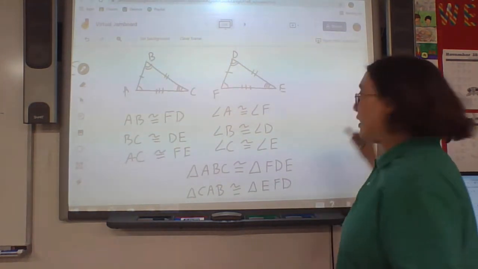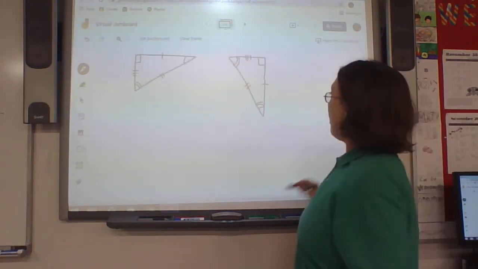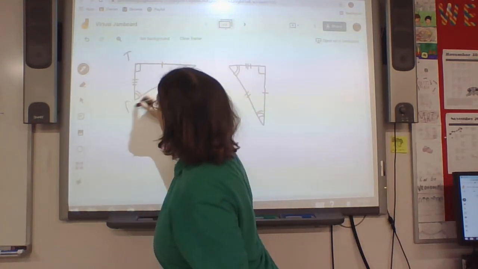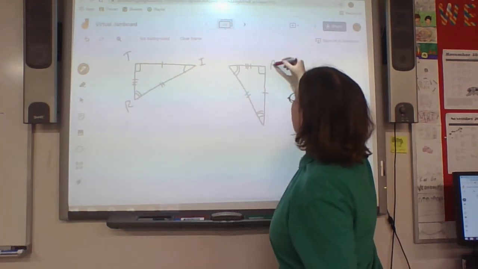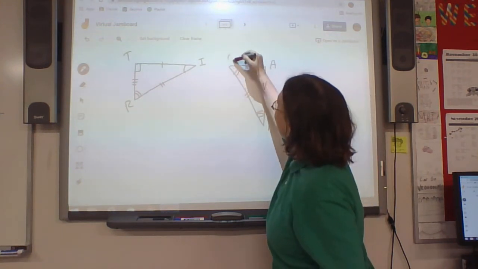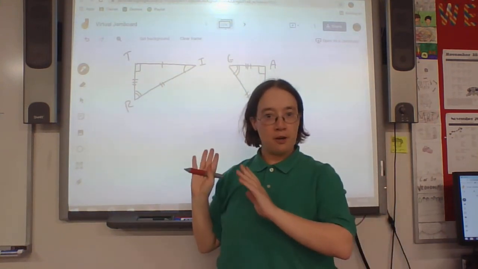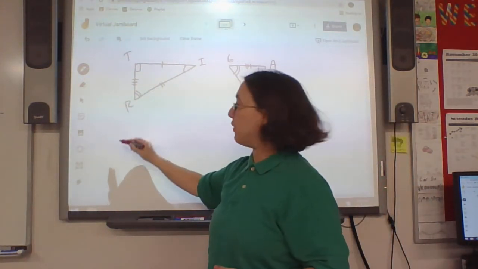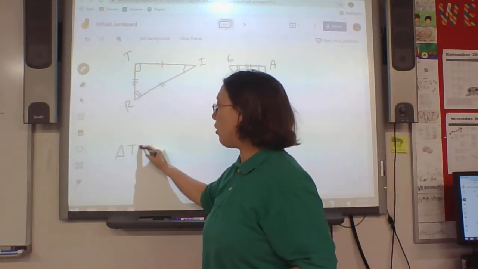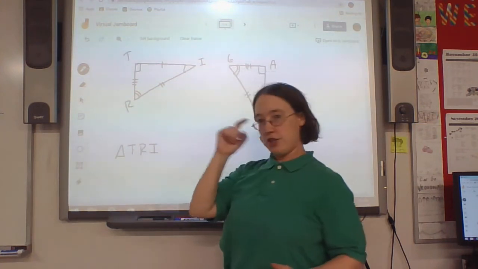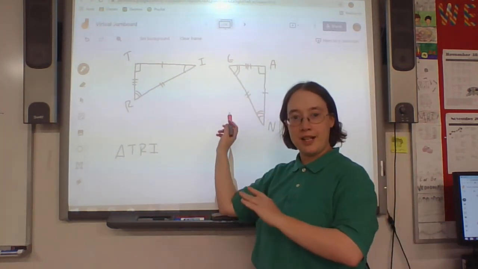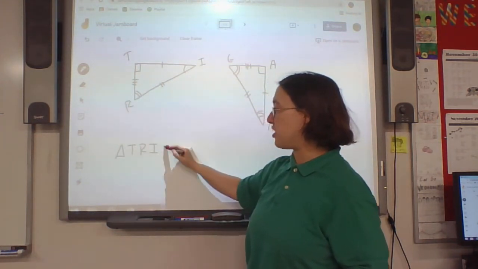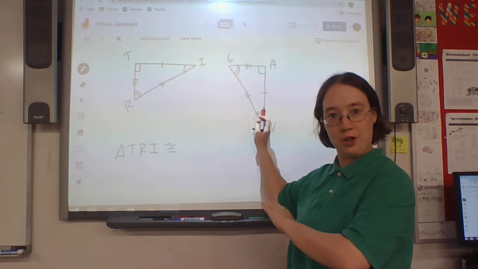It gets a little bit trickier if our triangles are flipped. And I forgot to put letters on these ones. We'll call this triangle TRI, and then ANG for the other triangle. So if we want to write a congruence statement for this one, we can, again, start in any order over here. So I'm going to call this triangle TRI. And then we're just looking for which angle over here goes with angle T, because that's what we started with over here.